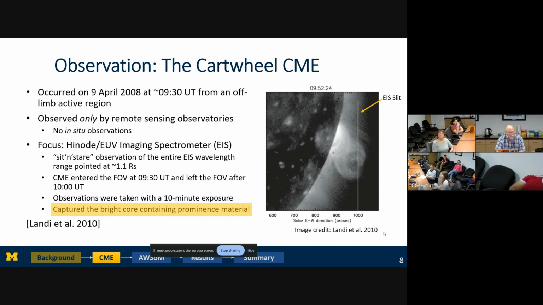So that's really nice. We can do very detailed plasma diagnostics with this, especially because this is the only CME that was observed with the full range of EIS spectral lines. So this really allows us to constrain the plasma diagnostics in CMEs in ways that we haven't been able to do with EIS previously.